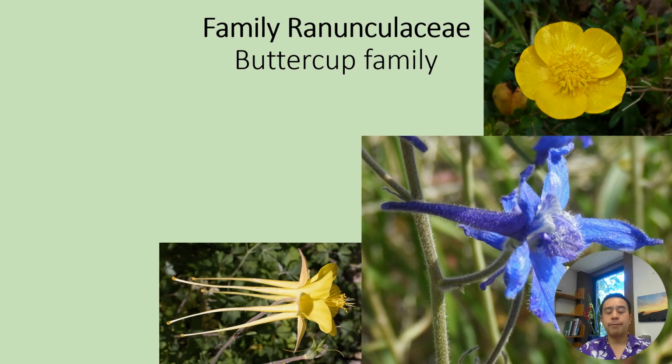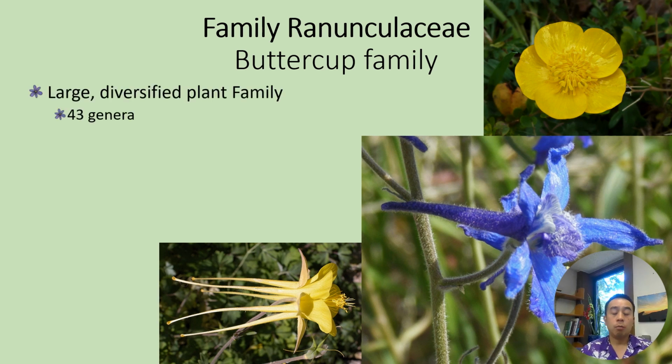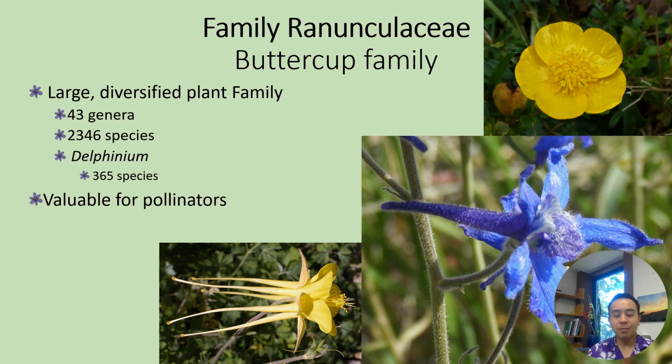The Ranunculaceae family, or the buttercup family, is a large diversified plant family with 43 genera and 2,346 species and counting, and includes very common genera like Delphinium, which you may have seen before, like this blue flower right above me, commonly known as larkspurs. And those are also highly diversified with 365 species and more to be discovered. Plants in the Ranunculaceae family are often valuable for pollinators because oftentimes they have some really great nectaries that you can see in some of these spurs.